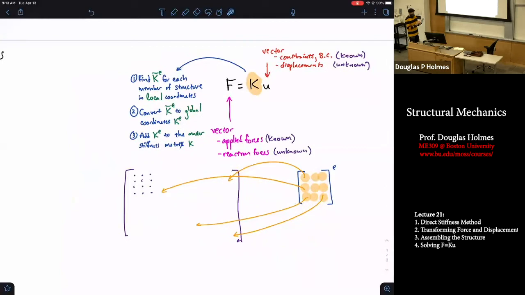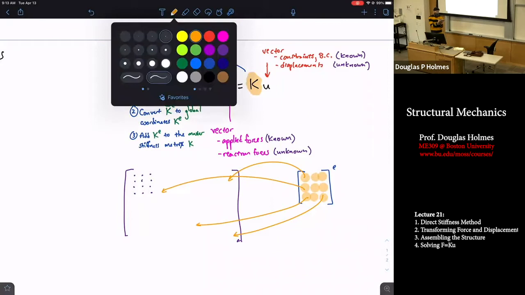We generally know some of the applied forces. We know some of the displacements. We don't know any of the reaction forces. We don't know the displacements of the three nodes. And we're left with trying to figure out K. Our procedure is to figure out K in the local coordinates. We did that last class, so let me remind you.